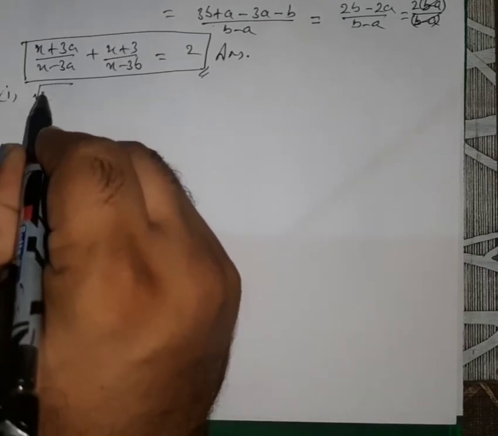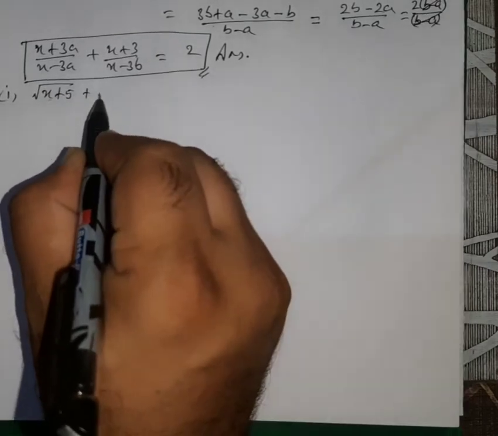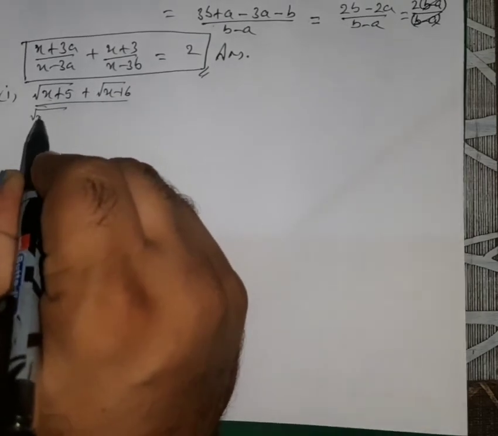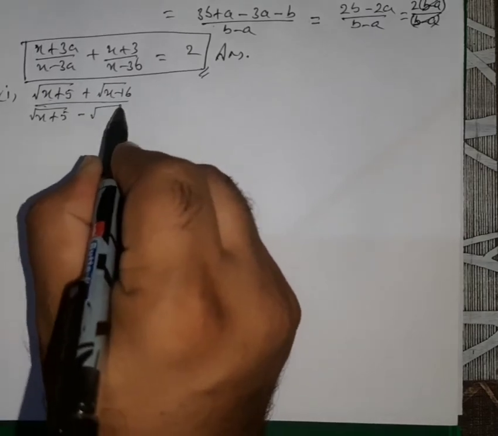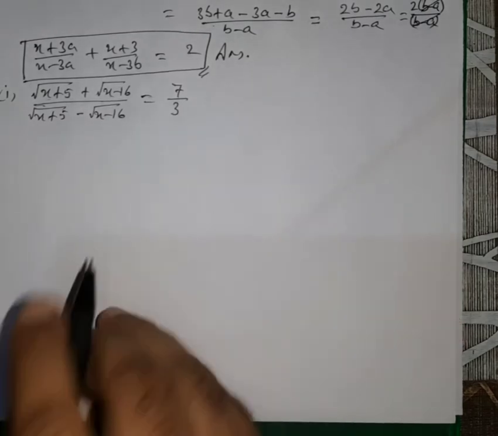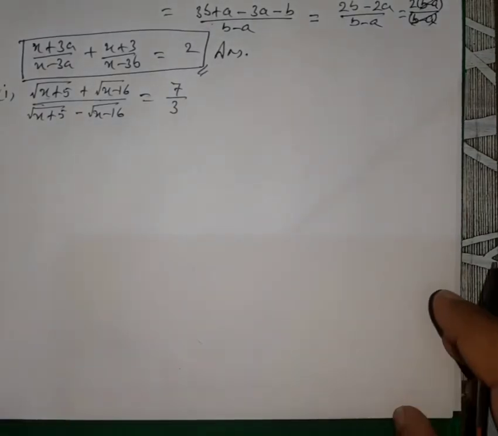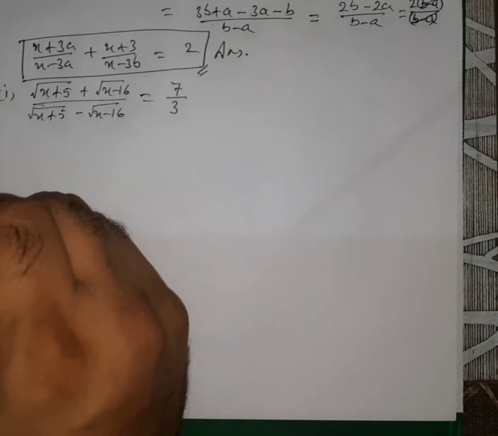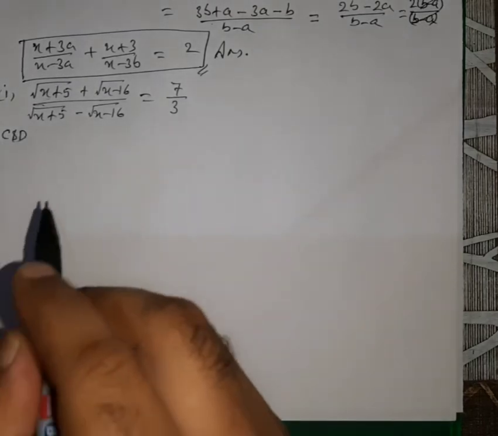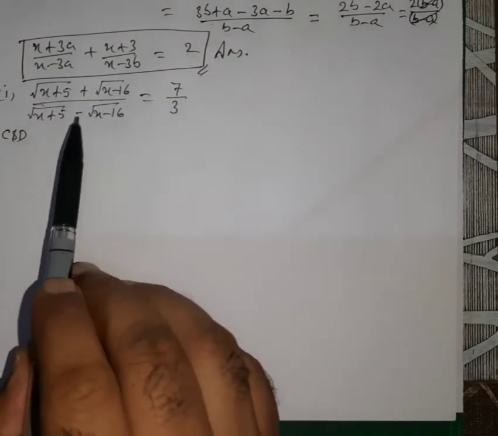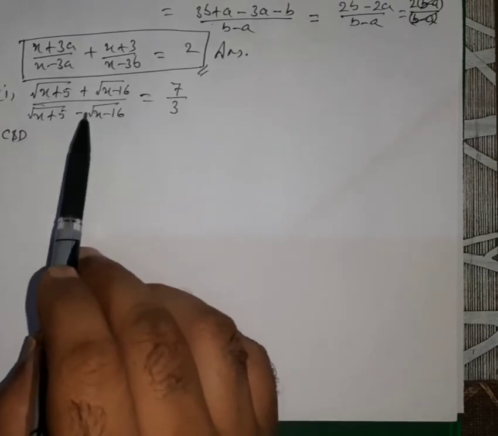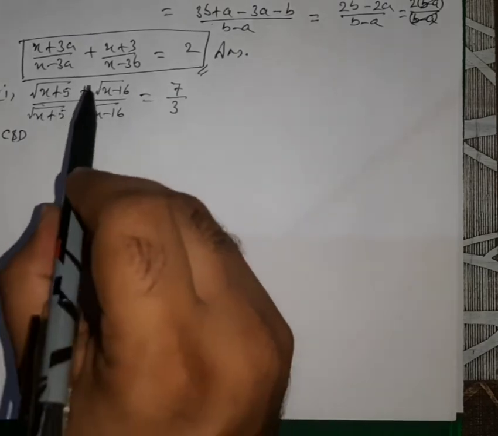This is given: (root of x + 5 + root of x - 16)/(root of x + 5 - root of x - 16) is equal to 7/3. Now in this part I am applying componendo and dividendo, so I am applying C and D here. In componendo and dividendo, we have to add the denominator to the numerator, and then subtract the denominator from the numerator. I am writing the numerator first.